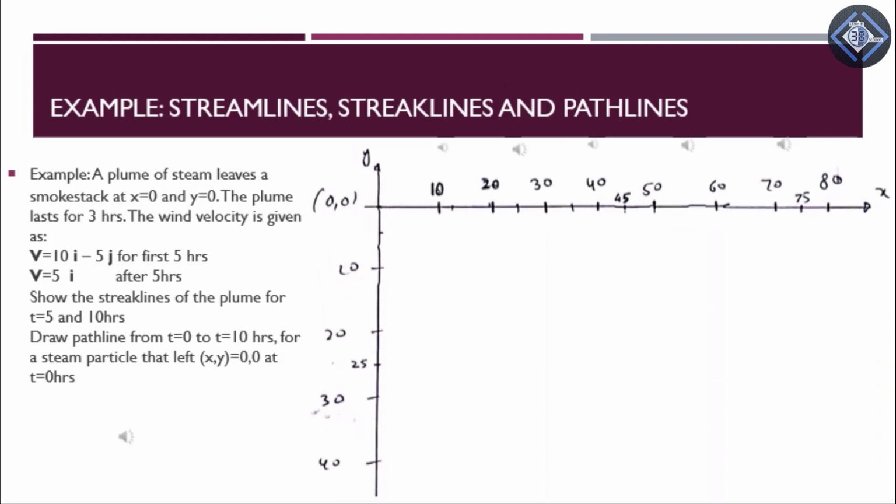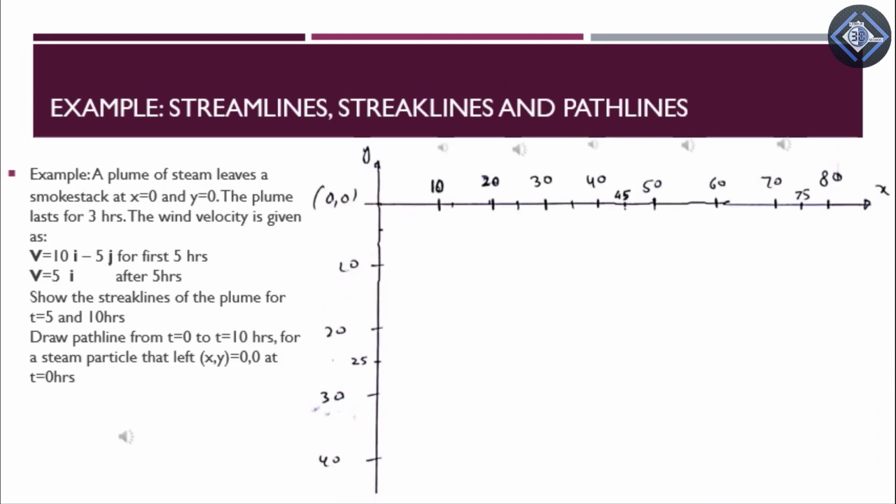So first we say, okay, the first steam particle that leaves the smokestack will go in the direction v equal to 10i minus 5j. So with u equal to 10i, it will travel 50 feet in the x direction, and then minus 25 feet in the y direction, as the point is being shown now on your screen.